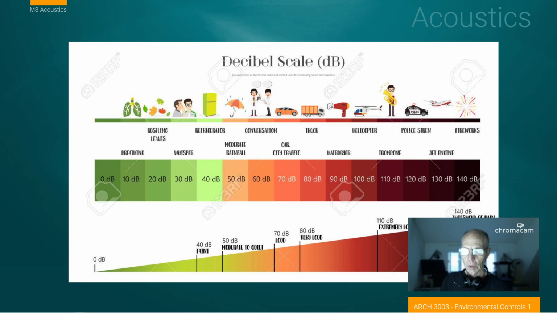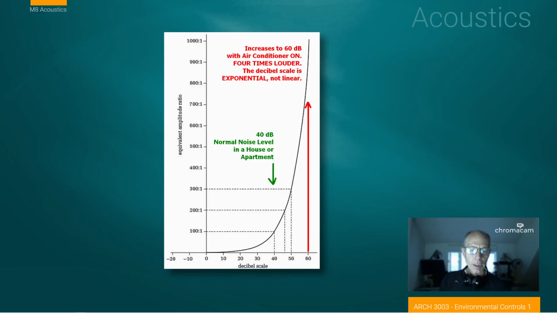So when we talk about these noise levels, these are hugely significant. It's impossible to carry on conversation, basically to do anything else but wait for that sound to pass. And here's that same idea of a logarithmic scale. The increase to 60 dB with an air conditioner on is 4 times louder in this measurement. We have a noisy apartment at 40 dB, and then when we go to 60 dB, it's 4 times louder. So it's a change of 20 dB, but it's a 4x increase.